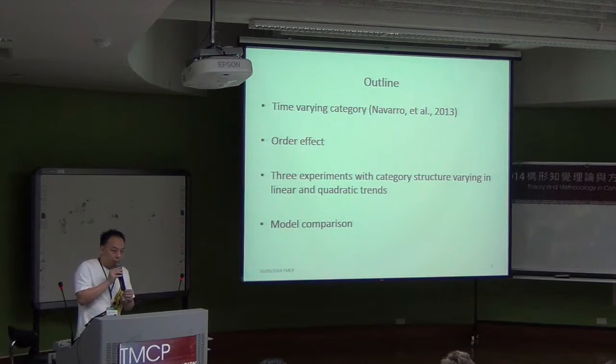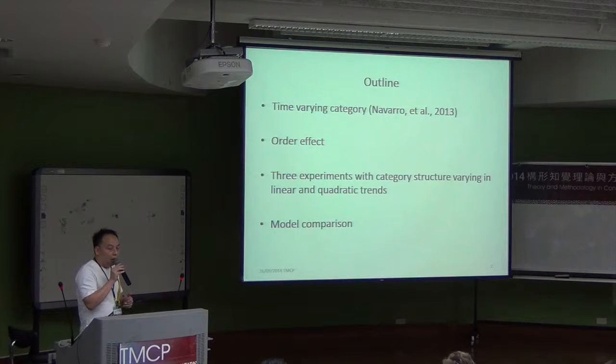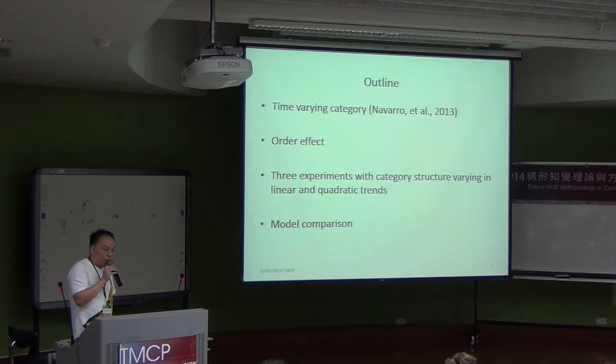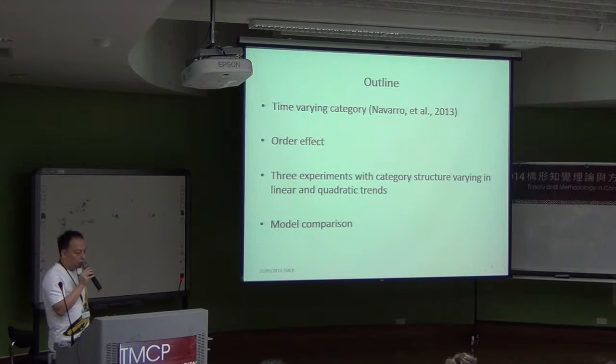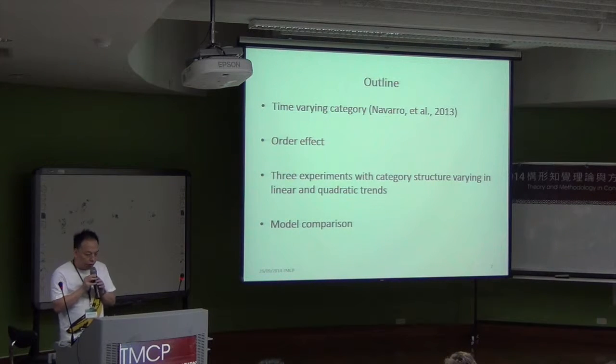First, I'm going to talk about what a time-varying category is, and I would like to put my emphasis on the order effect, which I think is quite relevant to this type of task. However, the Navarro study did not mention that too much. I'm also going to show you three experiments with different types of category structure, and compare three different types of models.